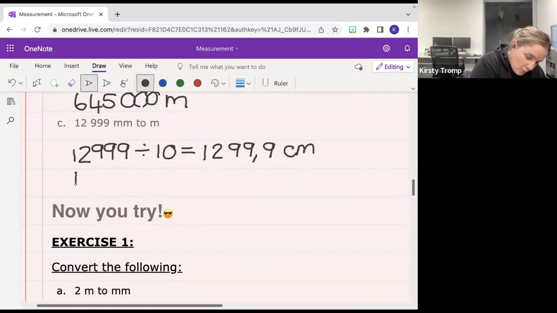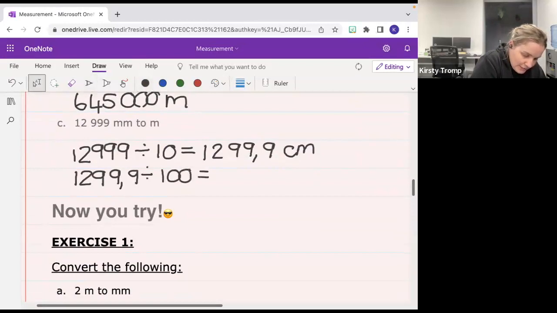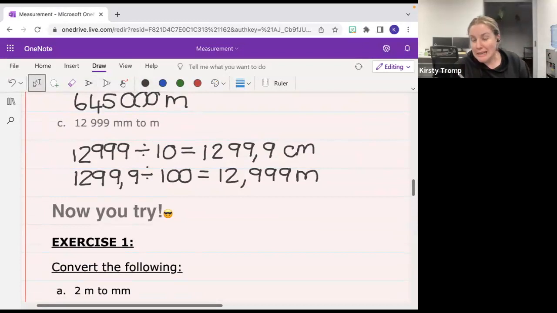I've now got 1,299.9, and I need to divide that by 100, and that gives me 12.999 meters. Again, if the question is super specific and it asks you to round off, then you will round off. But this question has not been specific, so we're happy to leave it just like it is. Remember to put your meters sign in.